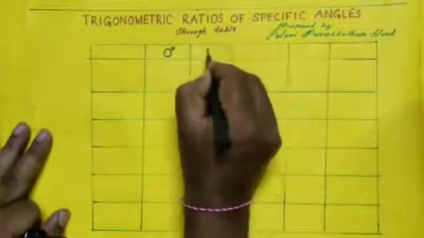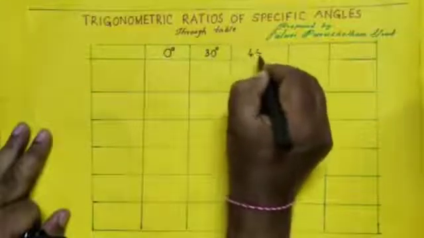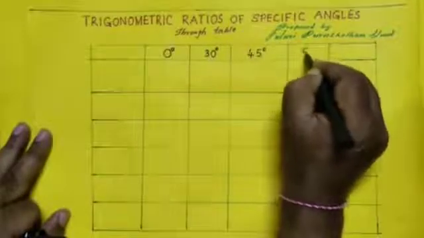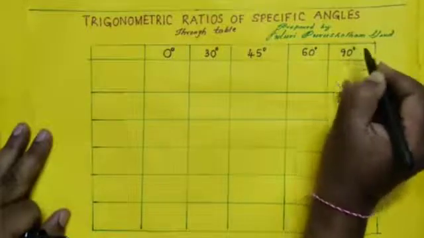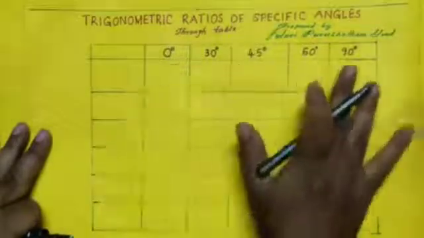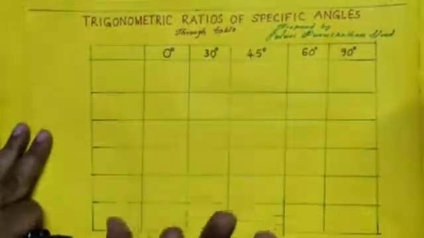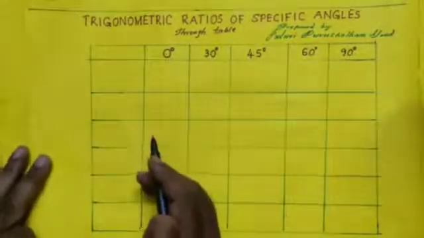and 30 degrees, 45 degrees, 60 and 90. Okay, for some specific angles, only 0, 30, 45, 60, 90 we are going to learn. With the help of these angles we have to find the remaining angles also.